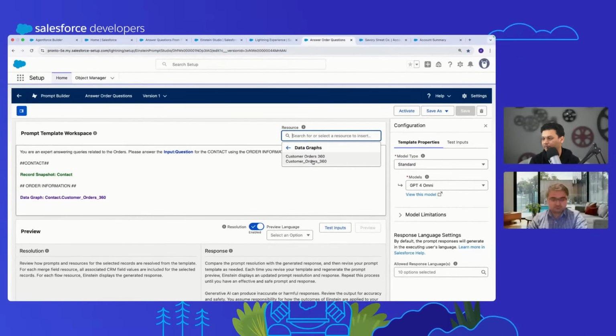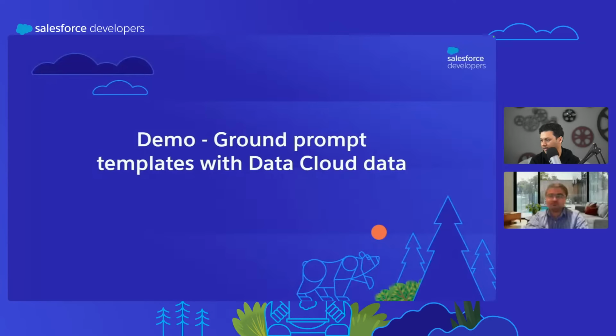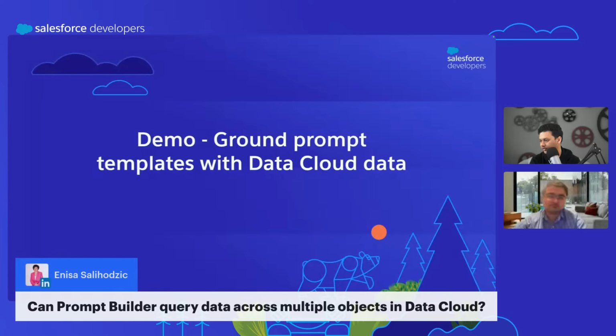Let's take some questions, Ruben, before we kind of move forward here. We have some great questions coming from our developer community here. Thank you, everyone, for chiming in with questions this morning. So, can prompt builder query data across multiple objects in data cloud? Yes, they absolutely can. In fact, a data graph is a relational map of several data model objects. So yes, this is absolutely something Prompt Builder can do.